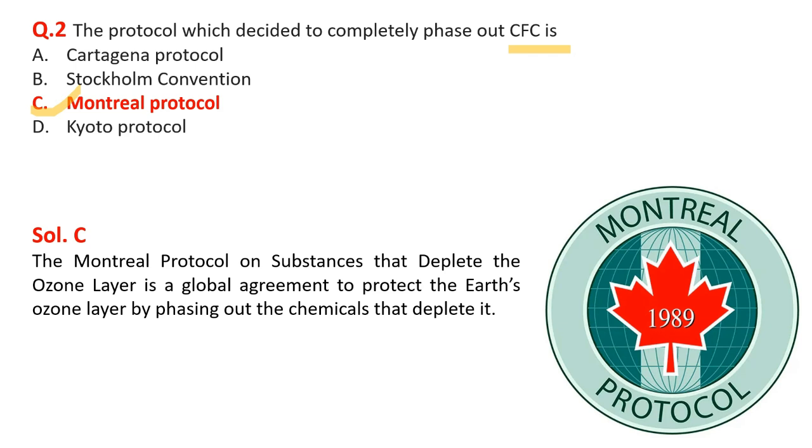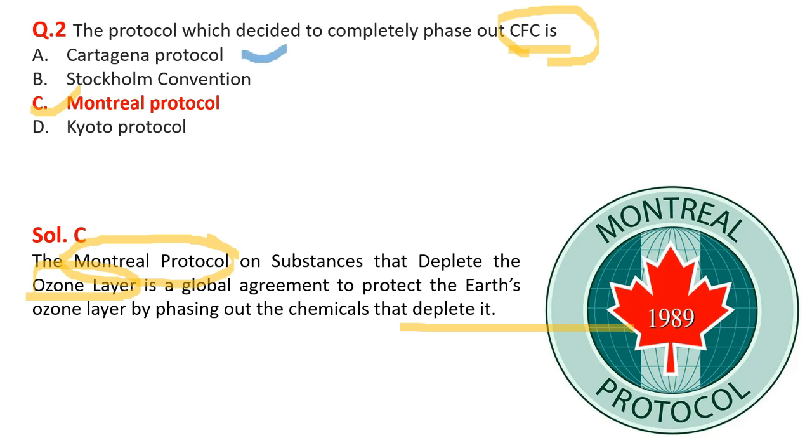So Montreal, it is a place in Canada actually. So Montreal Protocol on Substances that Deplete the Ozone Layer is a global agreement to protect the Earth's ozone layer by phasing out the chemicals that deplete it. So the main purpose of the Montreal Protocol is to protect the ozone layer. That's it. Okay, so how can this ozone layer be protected? By reducing the chlorofluorocarbons which are emitted into the atmosphere.